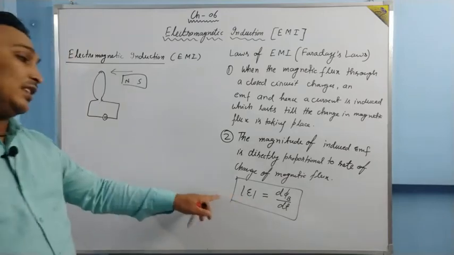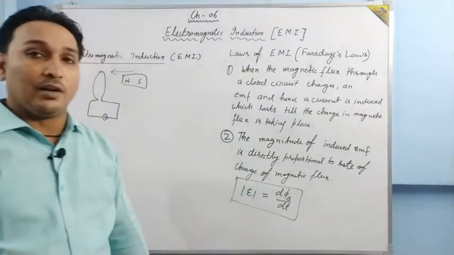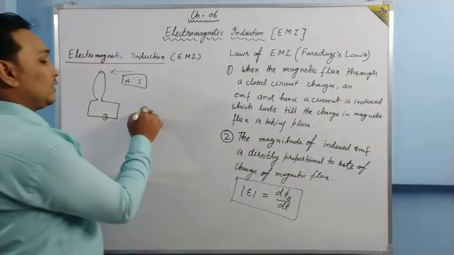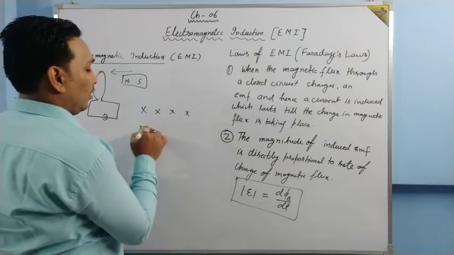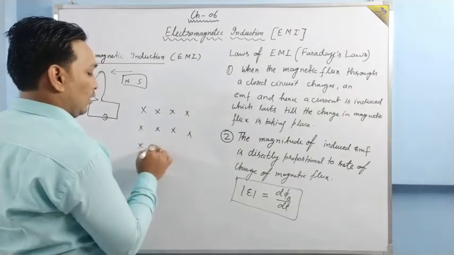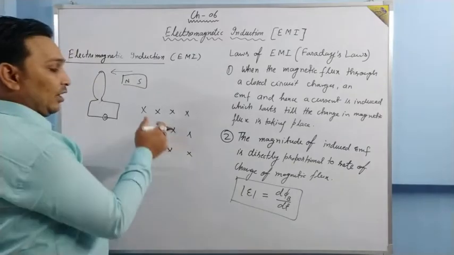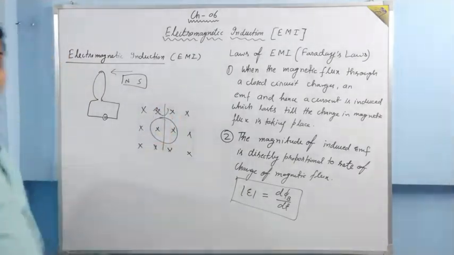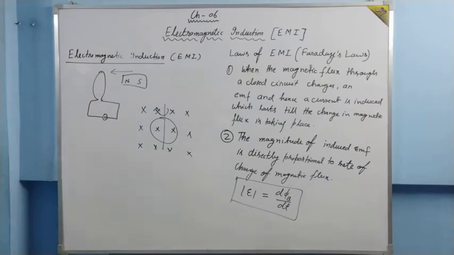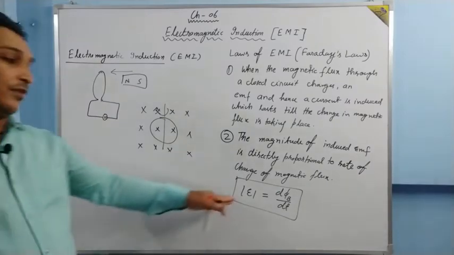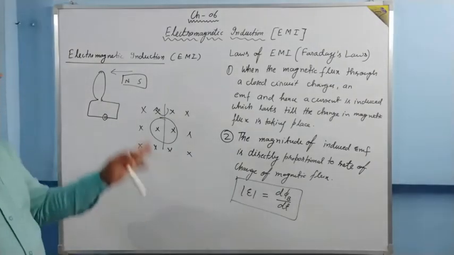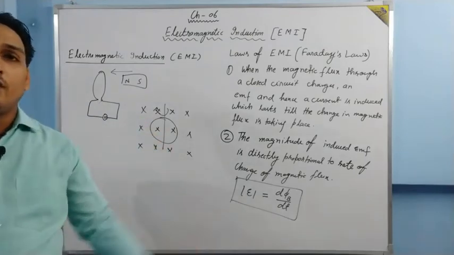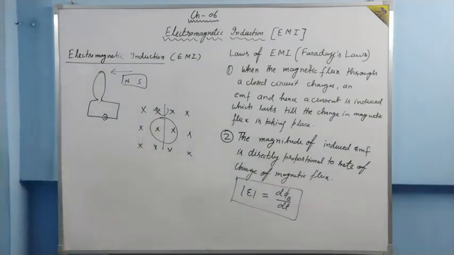EMF induced is directly proportional to what? d phi B by dt. Or if this is the magnetic field, obviously it is crossed, the magnetic field is perpendicular inward, and a coil is rotated in this plane. If this coil is rotated at a faster rate, what we have observed is that the EMF is greater. If it is rotated at a smaller rate, the EMF is smaller. Basically, the EMF induced is directly proportional to d phi by dt.